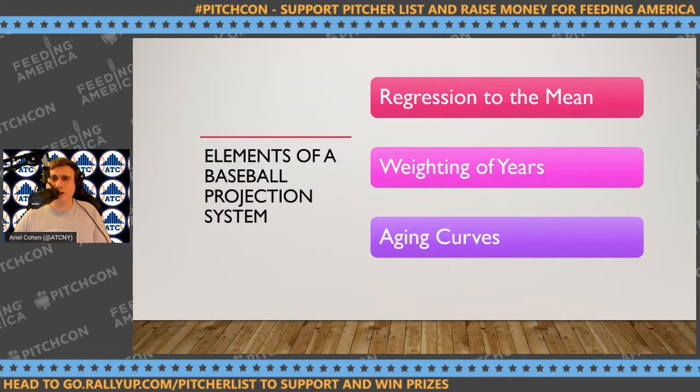Every single projection has elements of these three things. Okay, if you're having a projection model, you're doing three things at the core. One is regression to the mean.